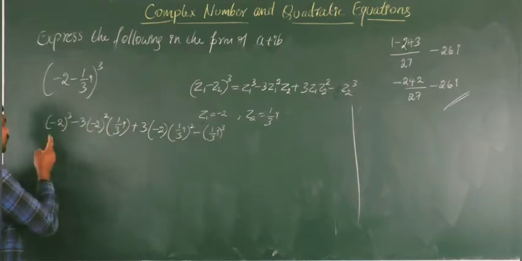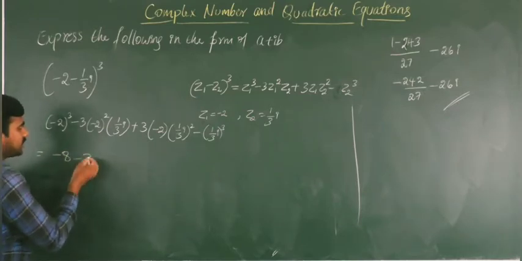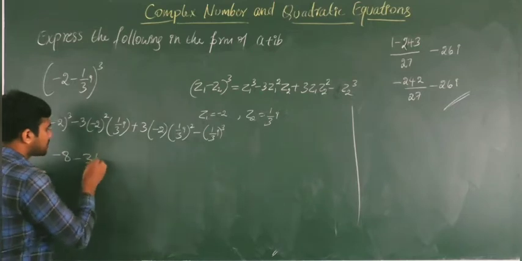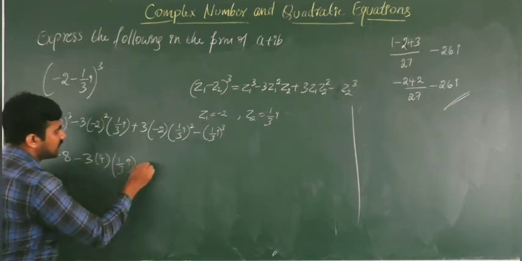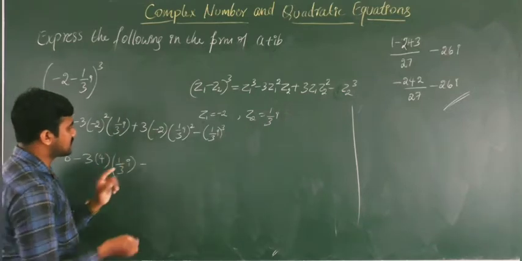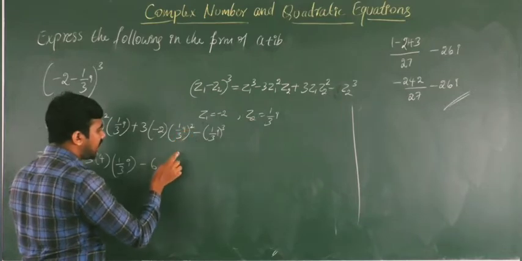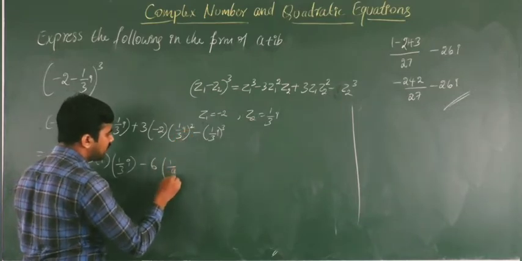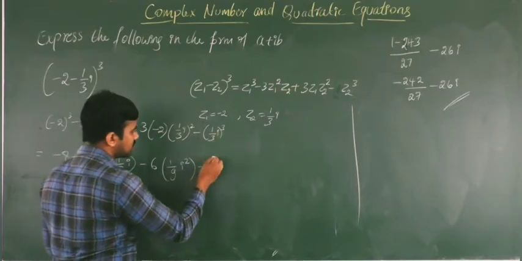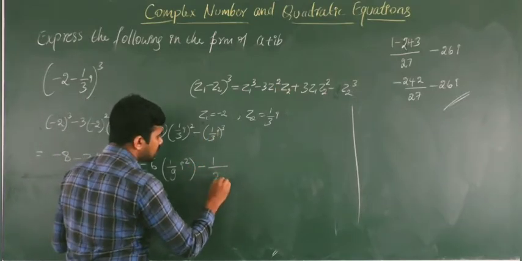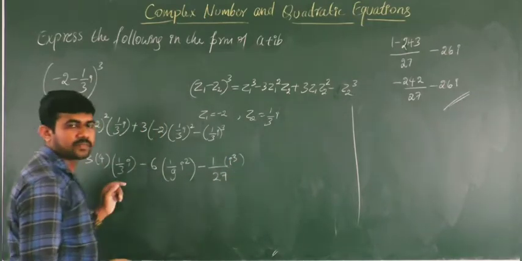Now the value of (-2) cube is minus 8, and minus 3 into (-2) whole square is nothing but 4 into 1 by 3 into i, and plus into minus, minus 3 2s are 6, (1/3 i) whole square, that is 1 by 9 into i square, minus (1/3 i) whole cube is nothing but minus 1 by 27 i cube.